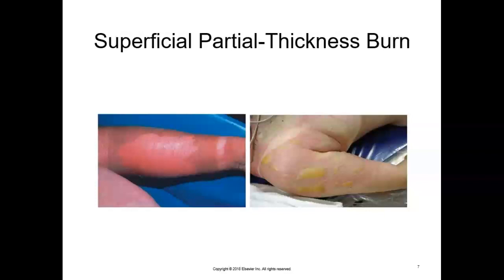Superficial partial thickness wounds increase pain sensation. Nerve endings are exposed, and any stimulation, such as touch or temperature change, causes intense pain. With standard care, these burns heal in 10 to 21 days with no scar, but some minor pigment changes may occur.